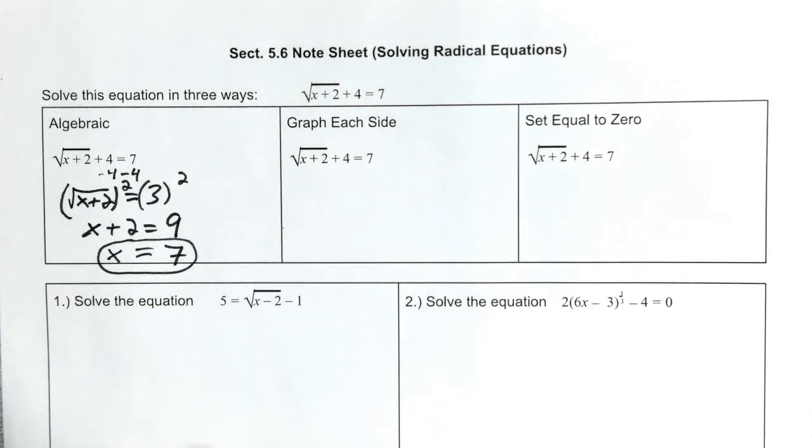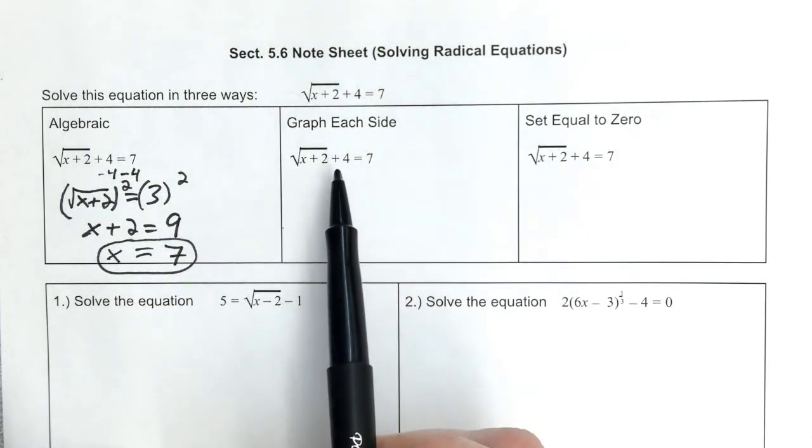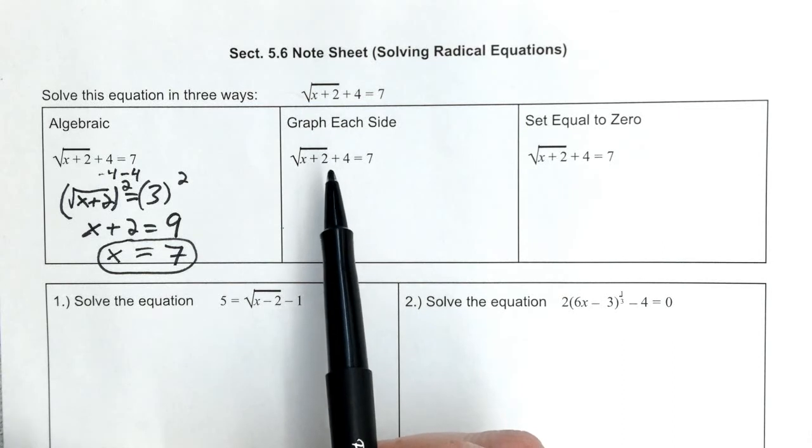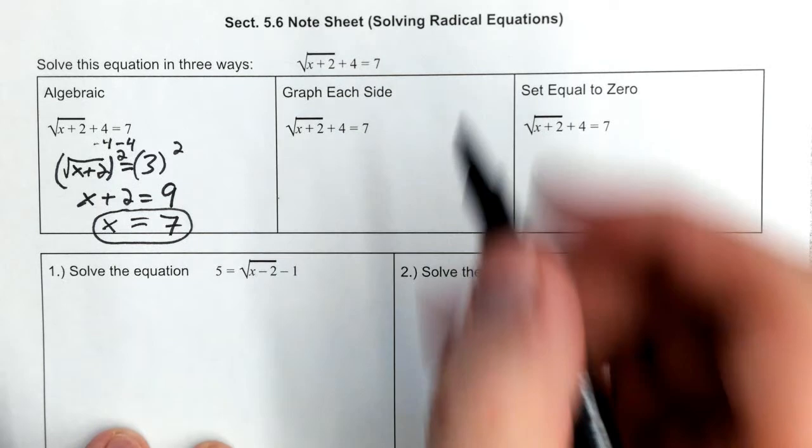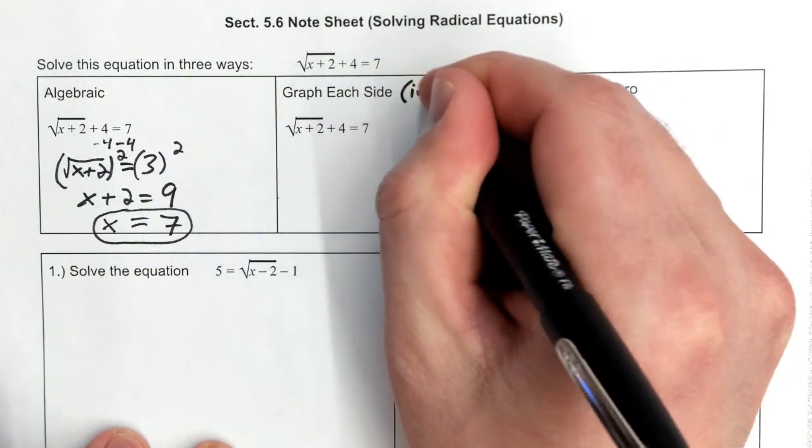Let's talk about the graphing method then. One way to solve by graphing, and this will always work for any equation, is to graph each side and find their intersection. So if you graph each side, you're looking for their intersection.